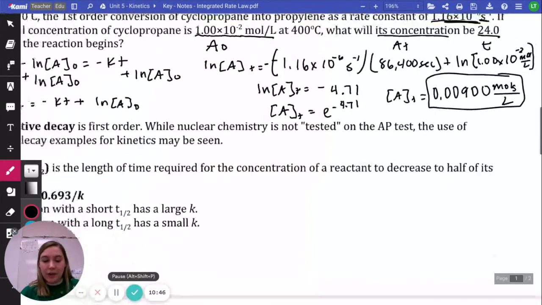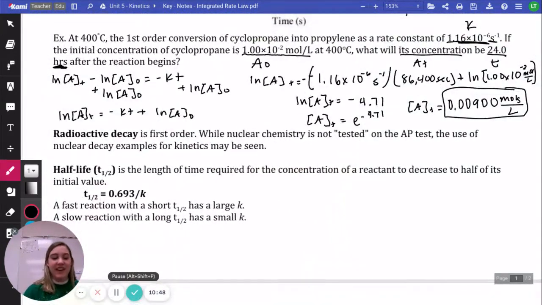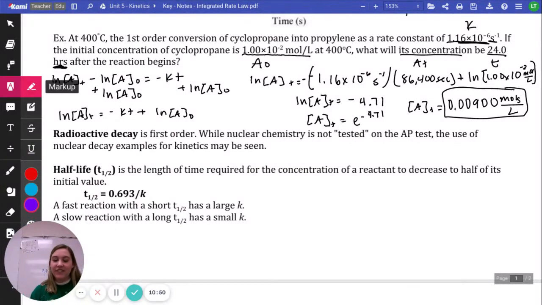Okay, so now let's talk about radioactive decay. Radioactive decay is first order. Nuclear chemistry is not strictly tested on the AP exam, but nuclear decay is often used as an example for kinetics. So it's important to know that it's first order, and also to know about half-life.